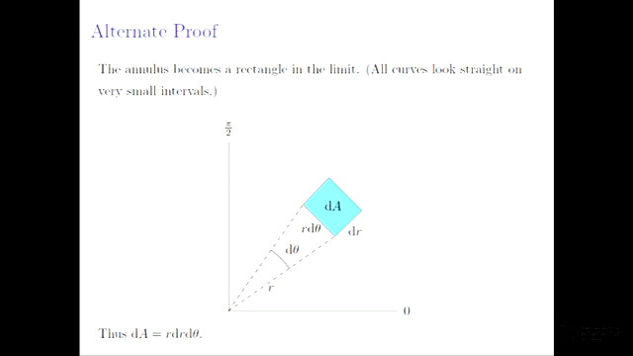Well, how do you take the area of a rectangle? We know what the area of a rectangle is: base times height, right? So the base here is r dθ, and the height is dr. So this is exactly what we calculated before, that the area is going to be r dr dθ when these values are small enough.